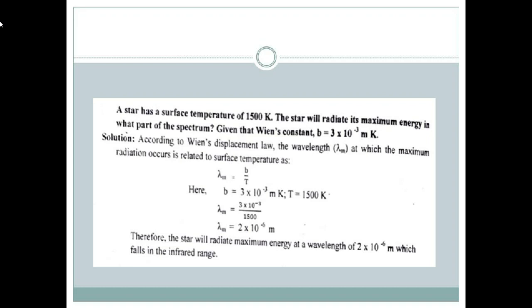We know B is equal to 3 into 10 to the power minus 3 meter Kelvin. T is equal to 1500 Kelvin. Substitute the value, you will get lambda m is equal to 2 into 10 to the power minus 6 meter. Therefore, the star will radiate maximum energy at a wavelength of 2 into 10 to the minus 6 meter, which falls in the infrared region.